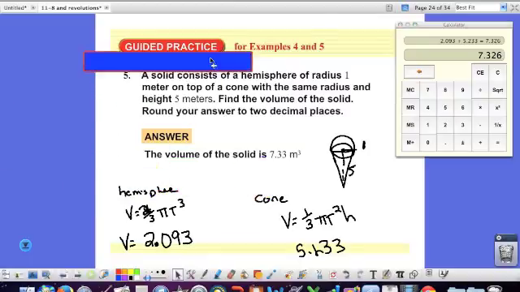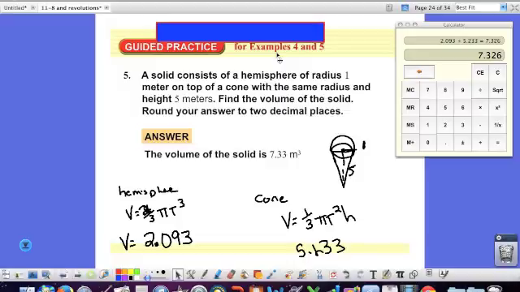There we go. Wow, we matched exactly on this one. So we round to 7.33. And the book has the same answer.